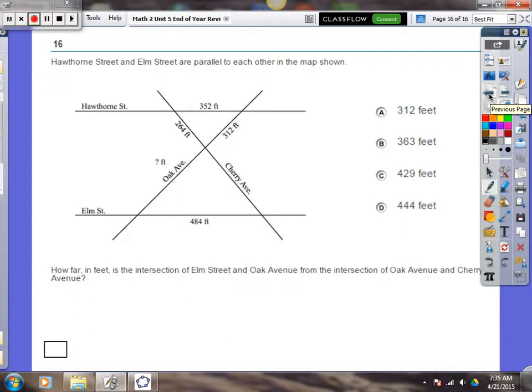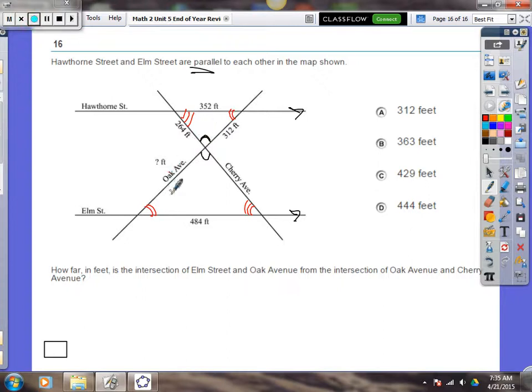16. Okay, these two lines are parallel. So this line right here is parallel to this line right here. So here's what we know. This angle is congruent to this angle because they're a vertical pair. Now this angle right here is congruent to this angle right here. And this angle right here is congruent to this angle right here because they're alternate interior angles.